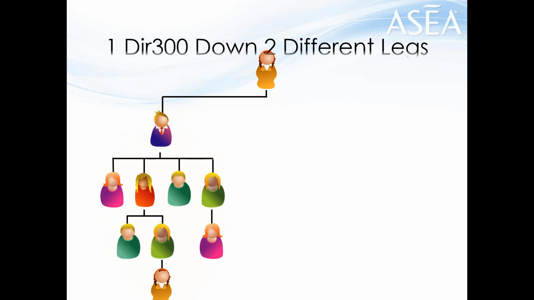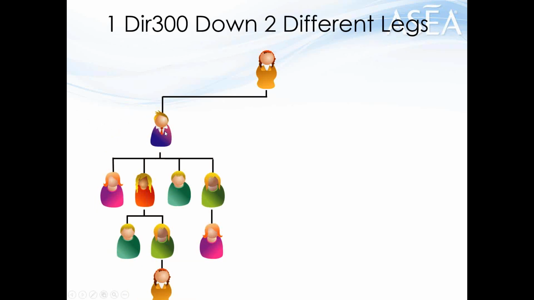So let's say you signed up this person here, and they did not become a Director 300. Well, let's say they signed up this person here who did become a Director 300. Okay? You could still count that. It doesn't have to be someone you personally enrolled. It could be anywhere down the leg. And as long as you have one other Director 300 in a different leg, then congratulations, you would have met your 2 Director 300 leg requirement to become a bronze.